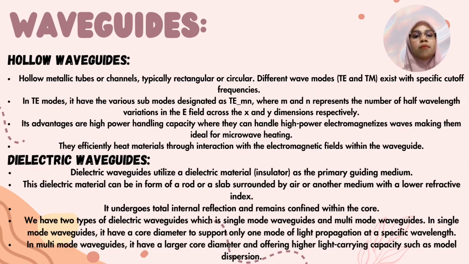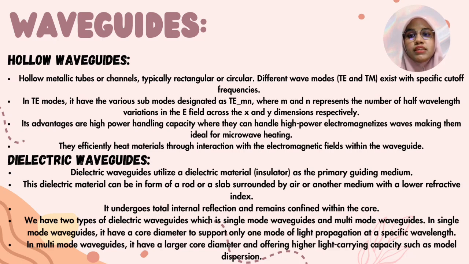I'll be explaining the types of waveguide one by one. The first one is the hollow waveguide. Hollow waveguides are hollow metallic tubes or channels, typically rectangular or circular. Different wave modes, TE and TM, exist with specific cutoff frequencies.